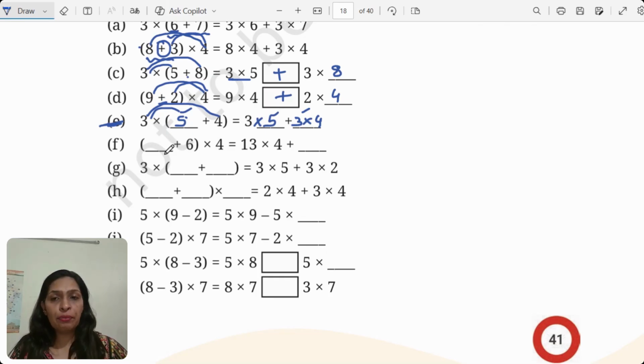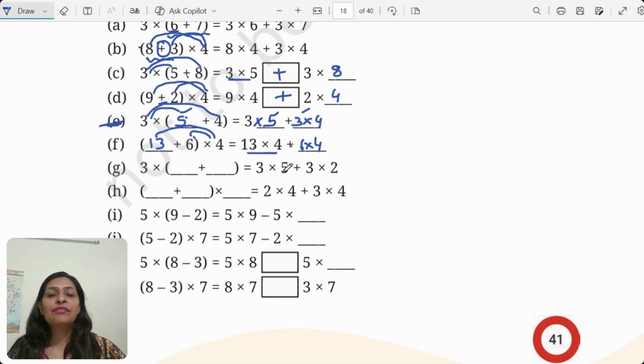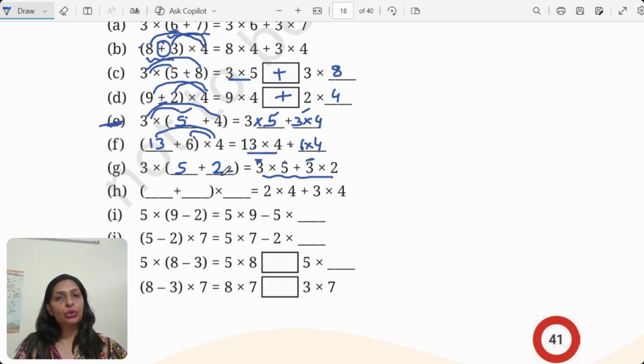Now let's begin the F part. Again here, this is 13 multiplied by 4. So it means the first number needs to be 13. In between we have got the plus sign, and then the second one is going to be 6 multiplied by 4. All right. I hope you are understanding this. Next, we have already done this part, and we have to bring it into the bracket now. So what is common here? Here also we have 3, here also we have 3. So the first number is going to be 5, and the next number is going to be 2.